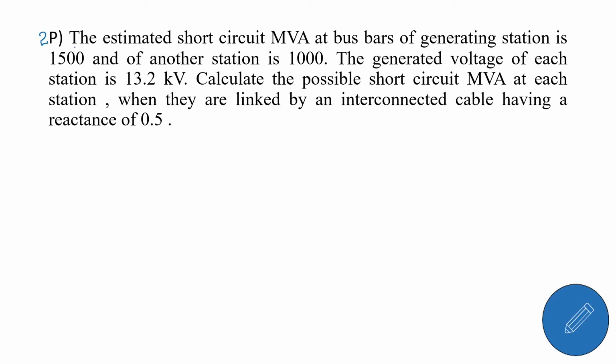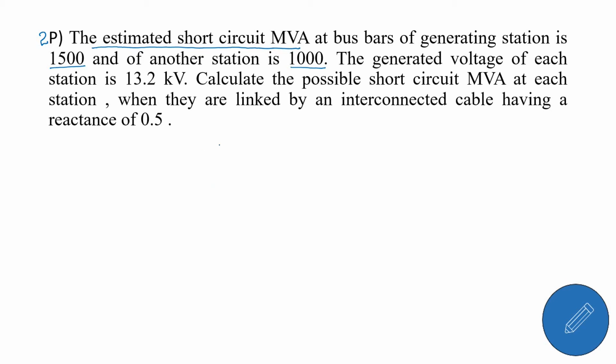Second problem. The estimated short circuit MVA at the bus bars of one generating station is 1500 MVA and that of another station is 1000 MVA. The generated voltage of each station is 13.2 kV. Calculate the possible short circuit MVA at each station when they are linked by an interconnecting cable having a reactance of 0.5.